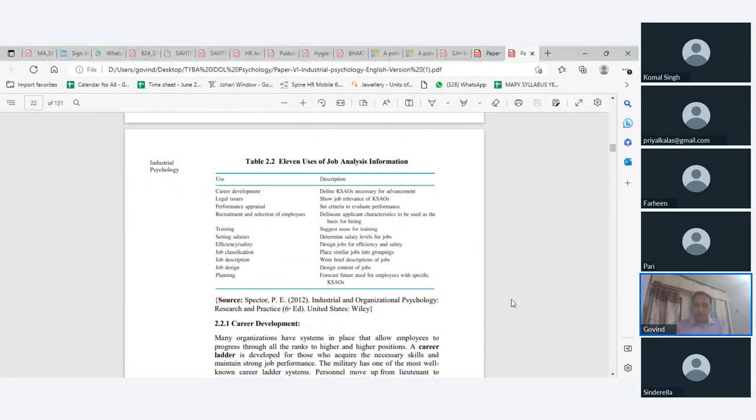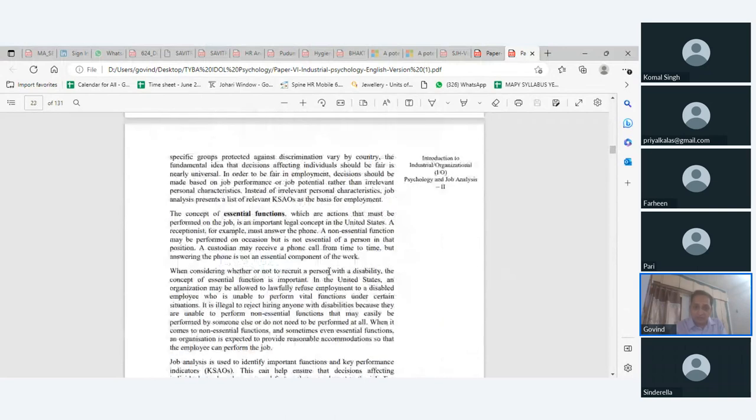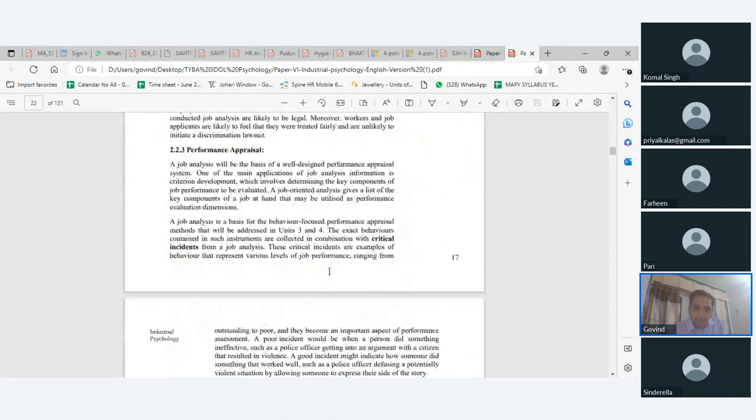From the exam point of view, remember this question may be asked for 20 marks. For 20 marks, sir has clearly said that you need to write between 3 to 4 pages, back to back, maximum 4 pages. While you do so, you need to take ideas from the notes given to us, and with our own examples and our own understanding of the subject, we can write. Even if you remember this table: what is the use of job analysis? Career development, legal issues. We have discussed all these aspects. Detailed points have been given here. You can read this, understand, and write in your own words with examples.